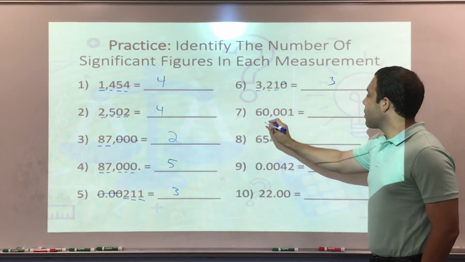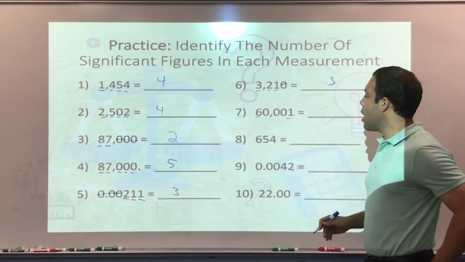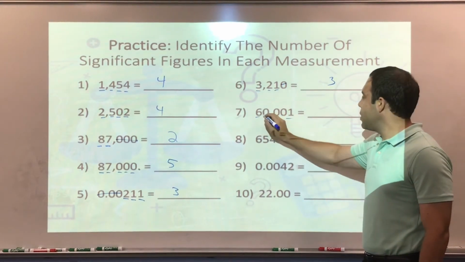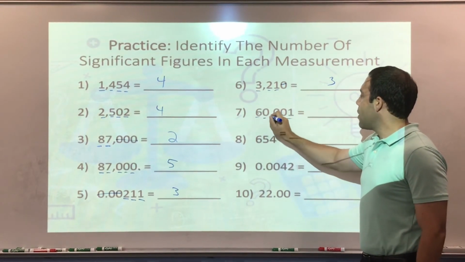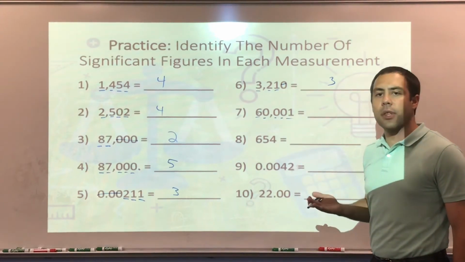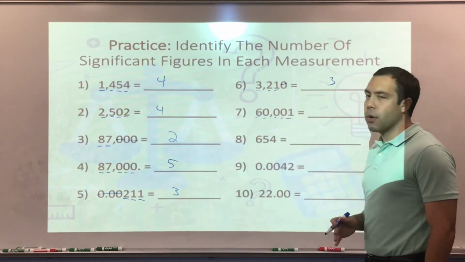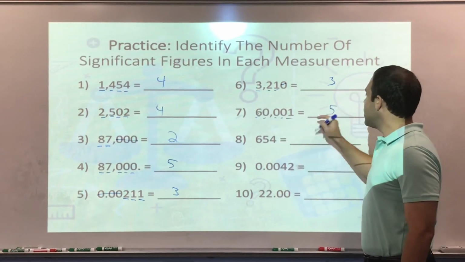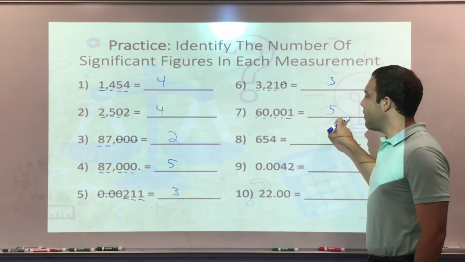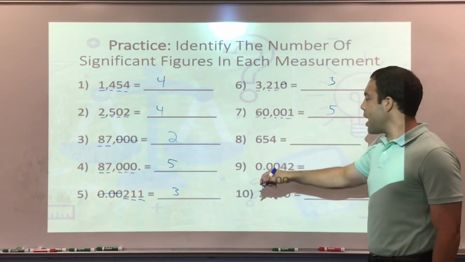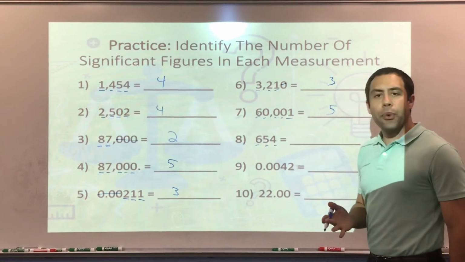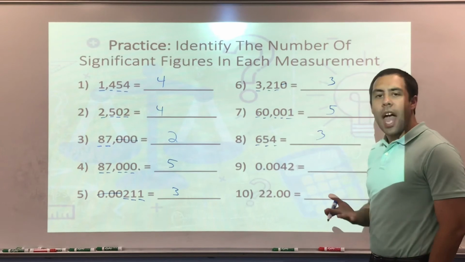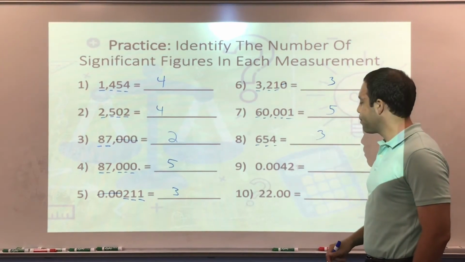Number 7, we have a 6, and we have a 1 in 60,001. These zeros are sandwiched in between the 6 and the 1. Therefore, according to rule number 2, which I call the sandwich rule, these 3 zeros are significant. So count them up, 1, 2, 3, 4, 5. 60,001 has 5 significant figures. Nice easy one for number 8, 654. All 3 numbers are not 0, so 654 has 3 significant figures.